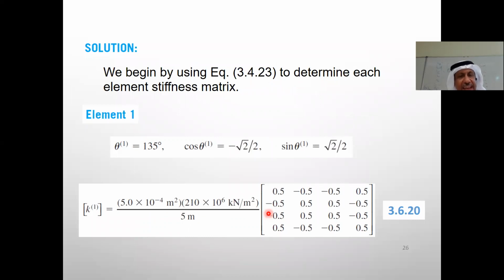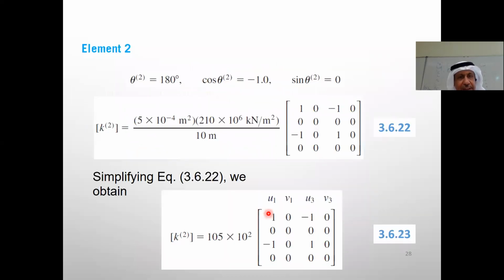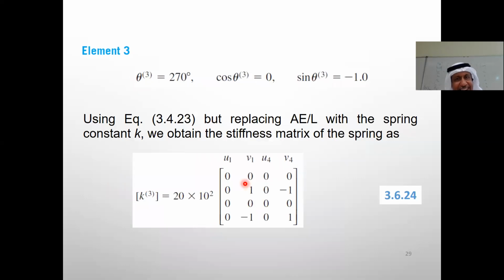Once you define theta, you can find K1, and then you can find K2. Let's see K3. Look, the first row is 0, and the first column is 0. The fourth column is 0. Similarly, the rows. Why do we put U1 and U4 as 0? Because a spring can take only tension. There is no lateral displacement in the X direction, right?